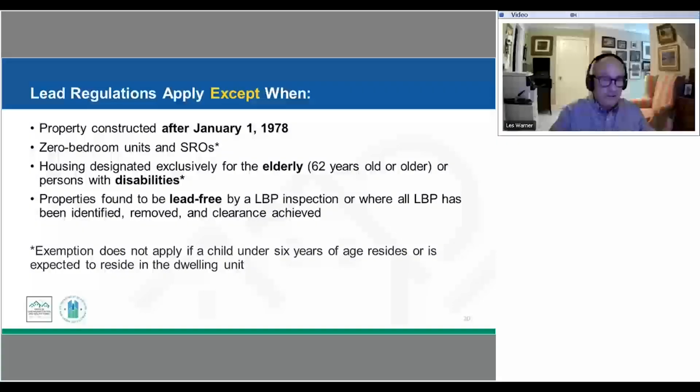On any of these exemptions, such as housing for the elderly and disabled, if we have a child under 6 who resides or is expected to reside, then that exemption is not going to apply because the occupancy is not what we would expect, and we have a high-risk occupant that we need to make sure that we protect.